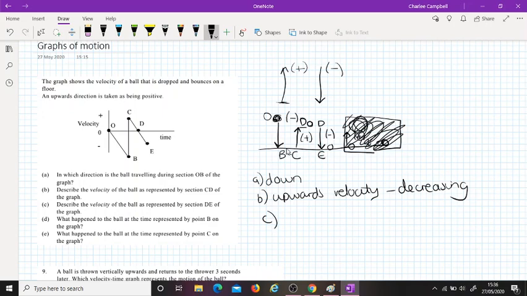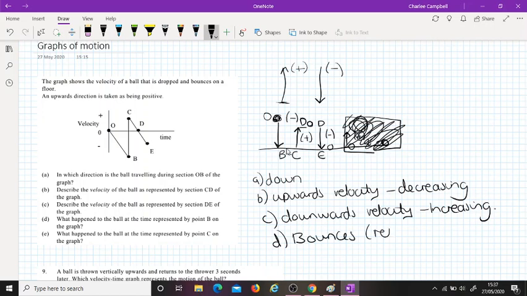Describe the velocity of the ball as represented by D to E. D to E is falling, so it has got a downwards velocity, which is increasing because it's falling. And then what happens to the ball at the time represented by point B? So B is the bounce. Bounces, rebounds, so it goes from falling to landing to going up again.